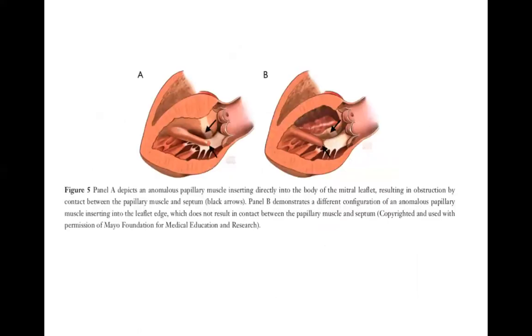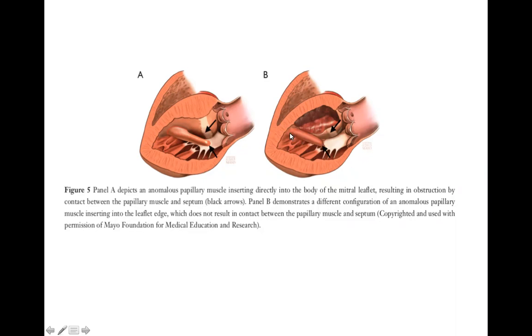And in case of abnormality of the mitral valve, the papillary muscles, you may face a papillary muscle attached to the belly of the anterior leaflet of the mitral valve, and you have to resect this. You have to resect the papillary muscle, otherwise you will end up with a residual LVOT gradient.